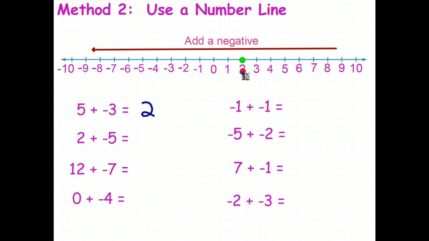That means I've got to go back to the left 5 because I'm adding a debt, so I'm going to end up with less money. 1, 2, 3, 4, 5. And that leaves me at negative 3. So whenever you're adding a negative number and using a number line, you've got to go that distance to the left. Okay, go ahead, stop the video, and have a go at the remaining 6 questions on your own, please.